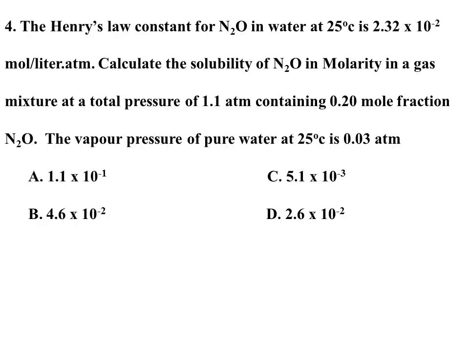Question number 4. The Henry's law constant for N2O in water at 25 degrees Celsius is 2.32 times 10 to the power of minus 2 mole per liter per atmosphere. Calculate the solubility of N2O in molarity in a gas mixture at a total pressure of 1.1 atmosphere containing 0.20 mole fraction N2O. The vapor pressure of pure water at 25 degrees Celsius is 0.03 atmosphere. A. 1.1 times 10 to the power of minus 1, B. 4.6 times 10 to the power of minus 2, C. 5.1 times 10 to the power of minus 3, D. 2.6 times 10 to the power of minus 2.